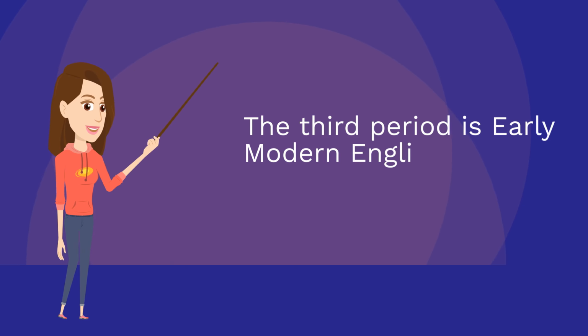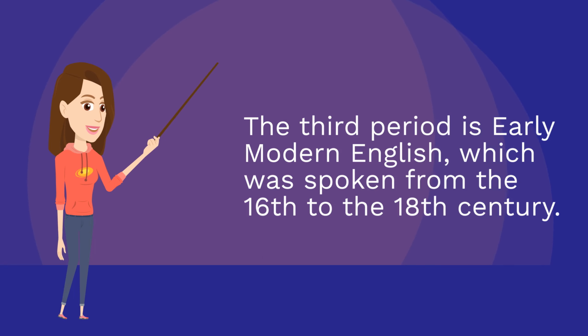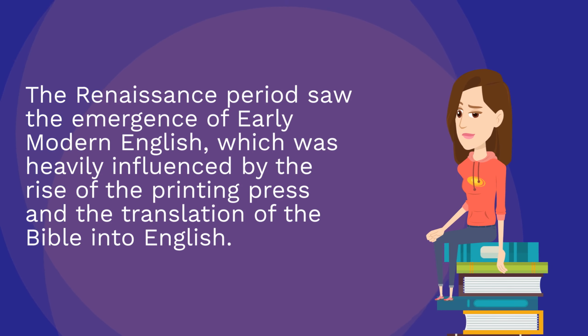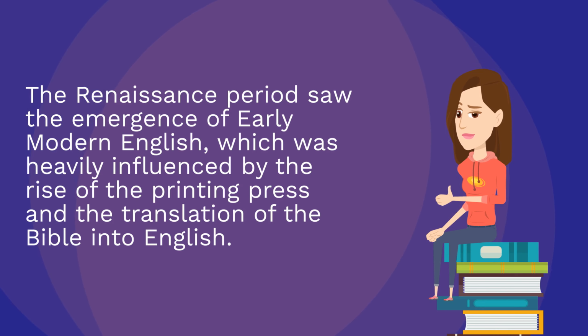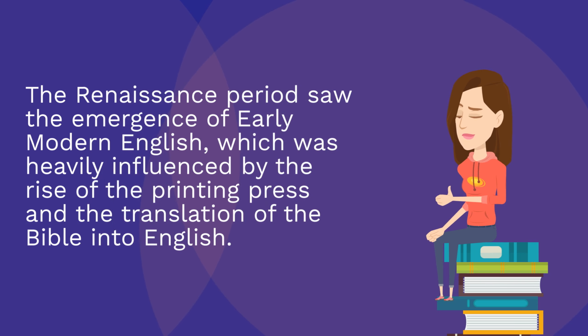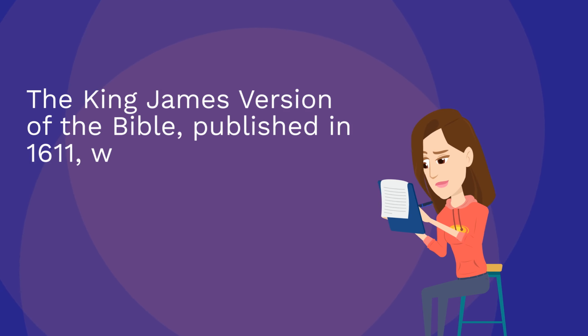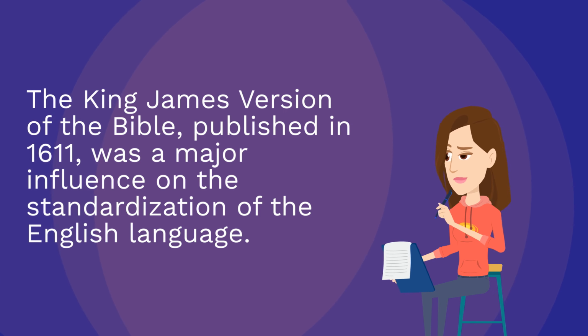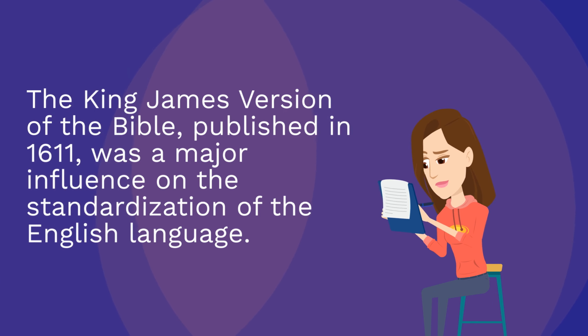The third period is Early Modern English, which was spoken from the 16th to the 18th century. The Renaissance period saw the emergence of Early Modern English, which was heavily influenced by the rise of the printing press and the translation of the Bible into English. The King James Version of the Bible, published in 1611, was a major influence on the standardization of the English language.